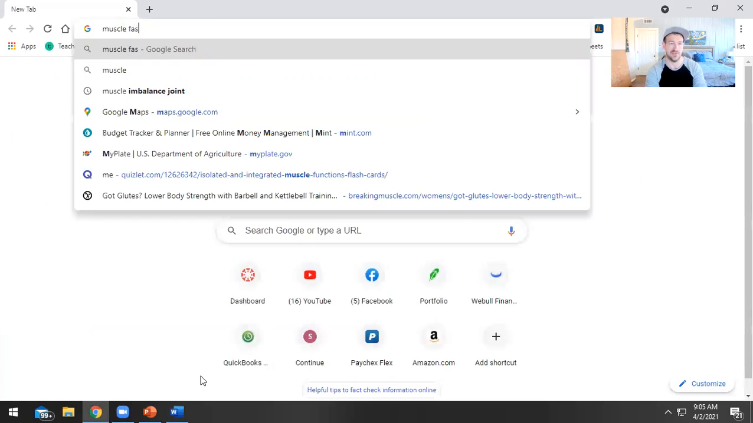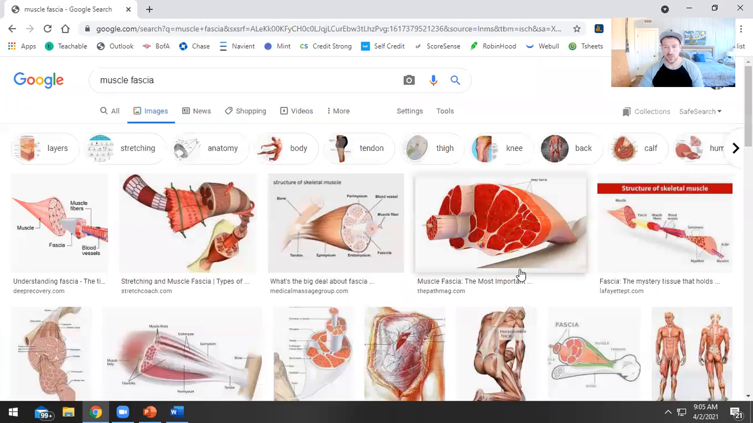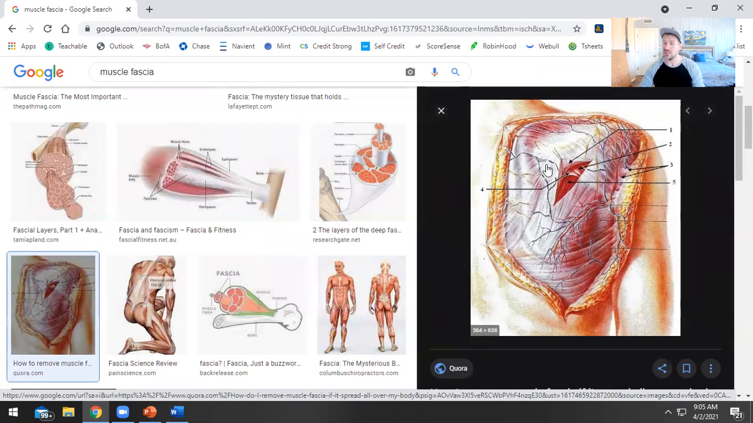If you look at muscle fascia, oh, that's actually a great picture right there. You can see it's sort of this silver webbing that lays on the outside of our muscles.